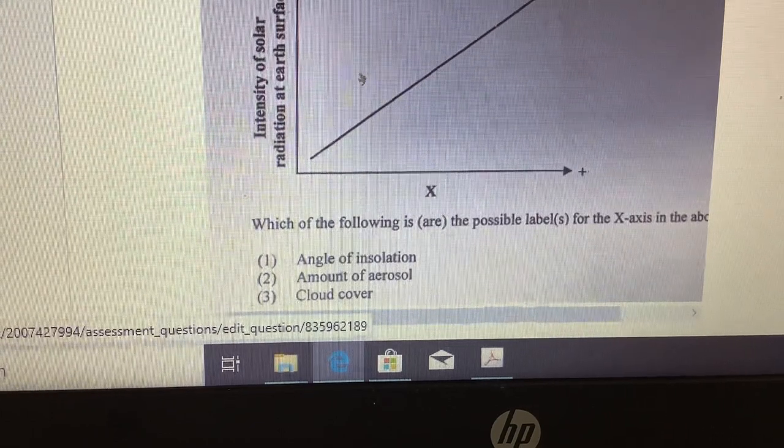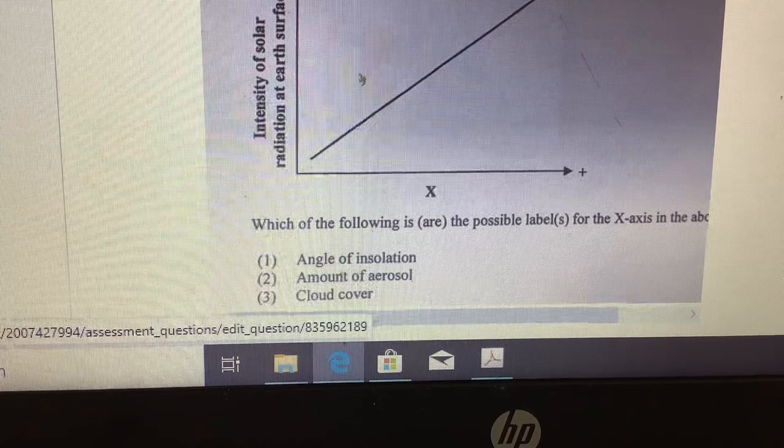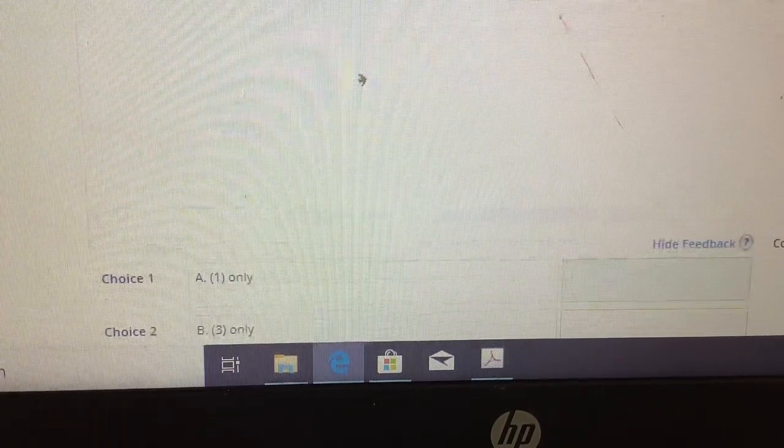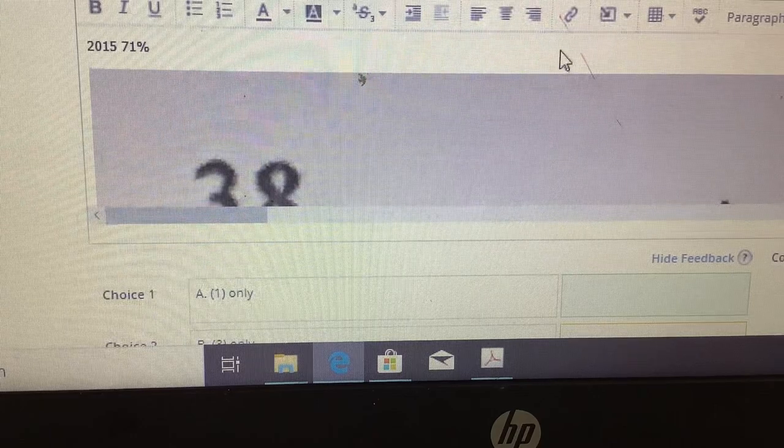And then how about cloud cover? Cloud cover is lower, okay? More solar energy will not lead to the cloud cover becoming more. So one only, as you can see in the answer.